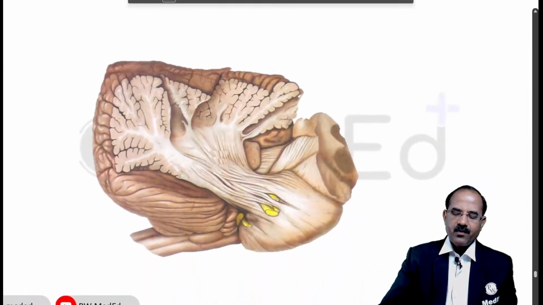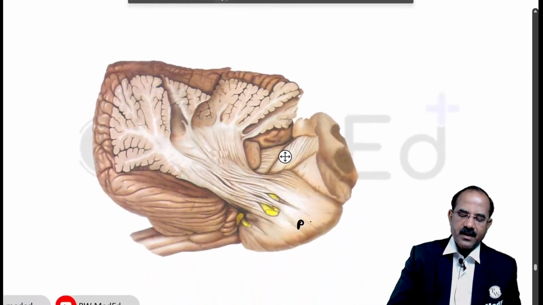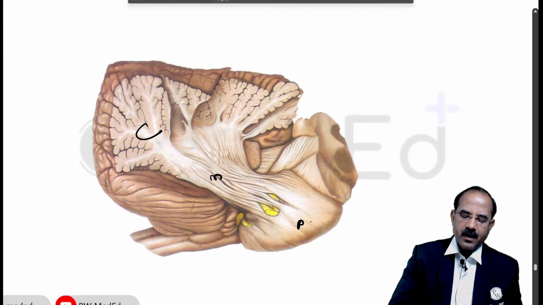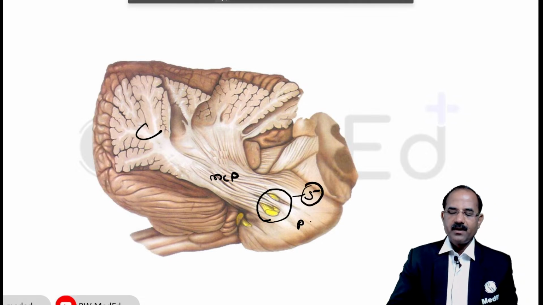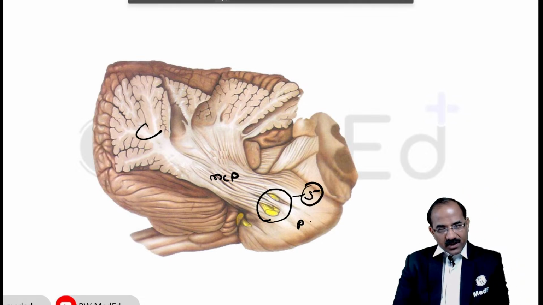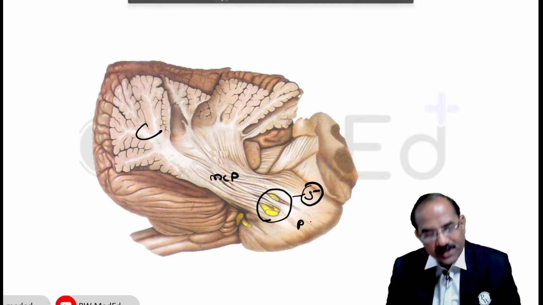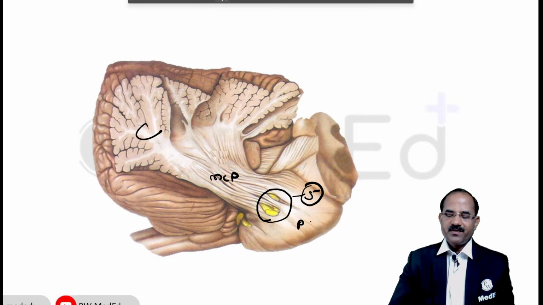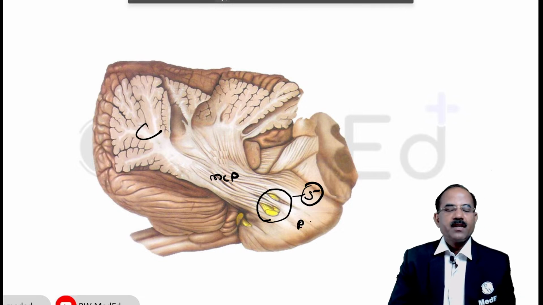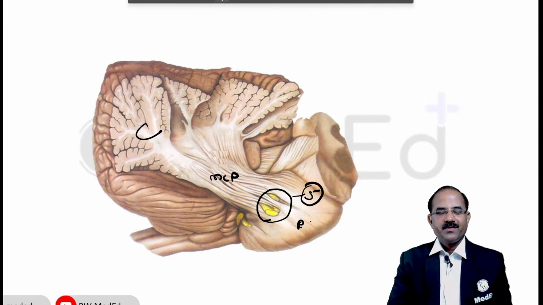15. Okay, what is this? That's the pons. That's the cerebellum. This is the middle cerebellar peduncle. What is this nerve attached at the junction of the pons with the middle cerebellar peduncle? That's the fifth nerve. The nerve attached at the junction of the pons with the middle cerebellar peduncle is the fifth nerve. This is the pons, this is the middle cerebellar peduncle. So what is this nerve? Fifth nerve.